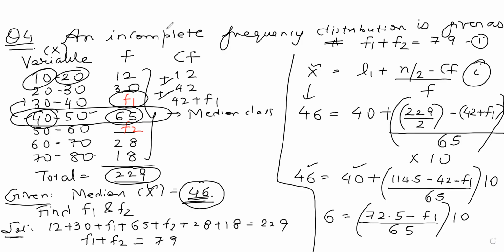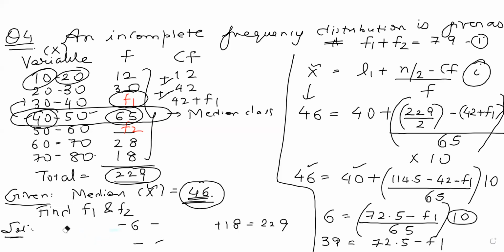So 6 into 65 is 390. 390 divided by 10. I am just shifting the terms, doing the algebra. I get 39 is equal to 72.5 minus F1. So F1 is equal to 72.5 minus 39, which comes out as 33.5. So F1 is 33.5. Can I calculate F2?